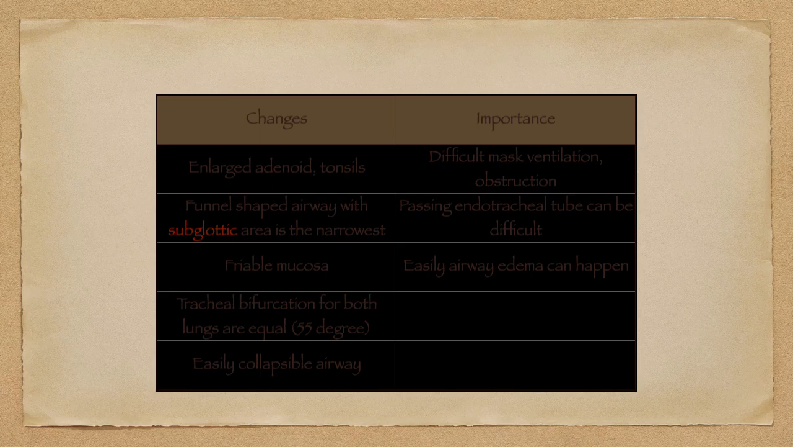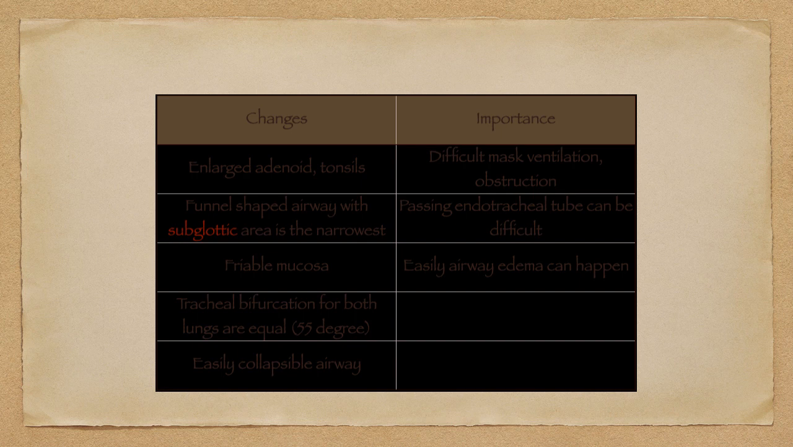Then you have enlarged adenoids and tonsils. So there will be difficult mask ventilation due to the obstruction. Since the adenoids and tonsils are enlarged, whenever you do mask ventilation and give positive pressure ventilation, the air may not go inside.